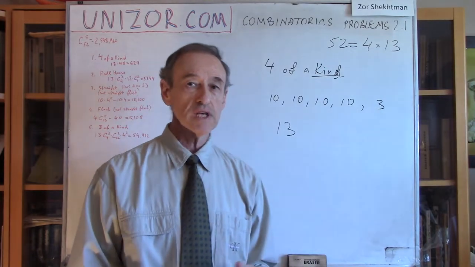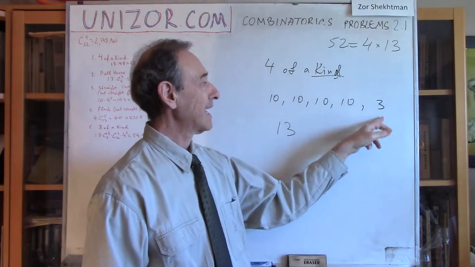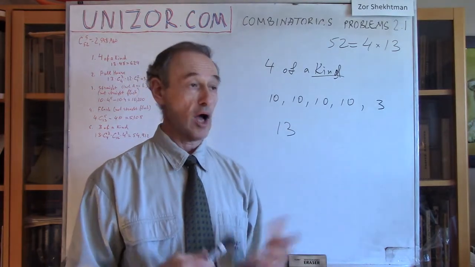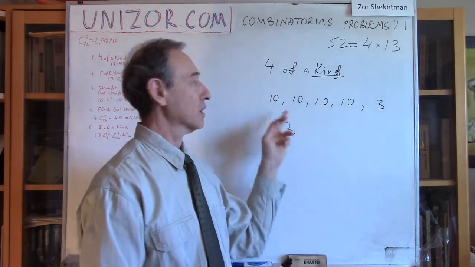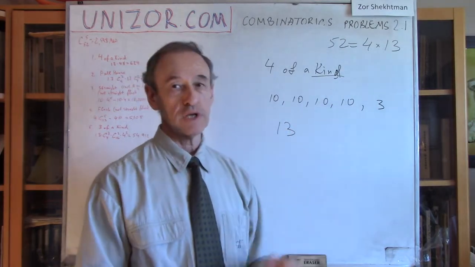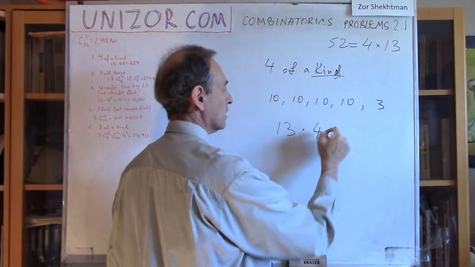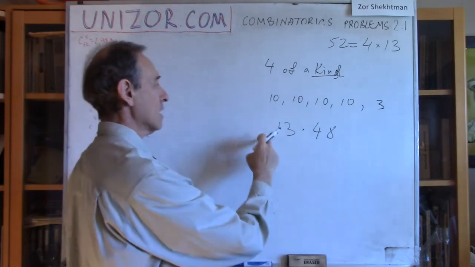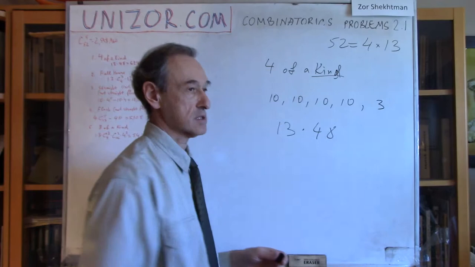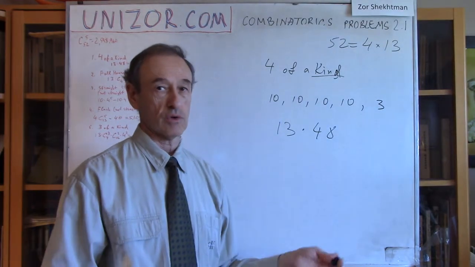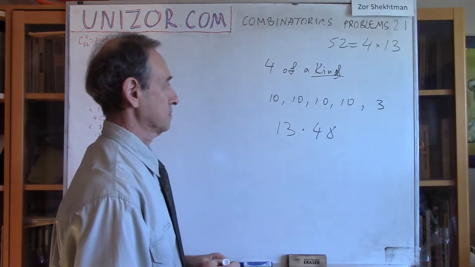Now with each of these 13 different combinations, we can have any one of the rest. Now, how many are left? Well, there are 52 cards. 4 we have already chosen, so there are 48 left. So each one of these can be with each one of these. So let's say 4 queens can be with 3 of diamonds or king of hearts or something like this, right? So we have this many combinations.